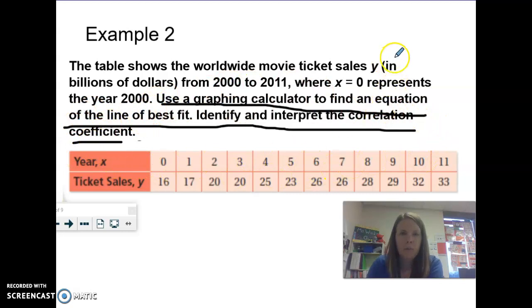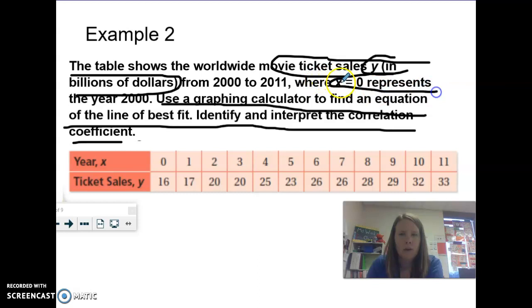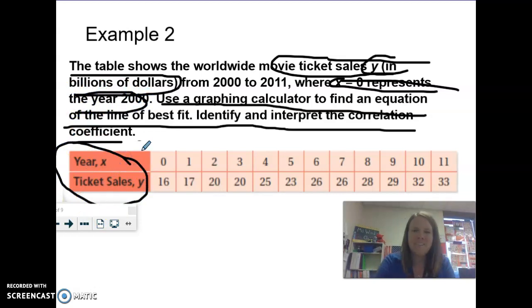It's also important to know that my Y is telling me about movie ticket sales, and then my X is talking about the years, okay? But that X equals 0 represents the year 2000, okay? Here is my data points as well. Now, I know that we don't have a graphing calculator, and I would really love to have been able to teach you this on a physical graphing calculator, but I know that's just not the case right now.